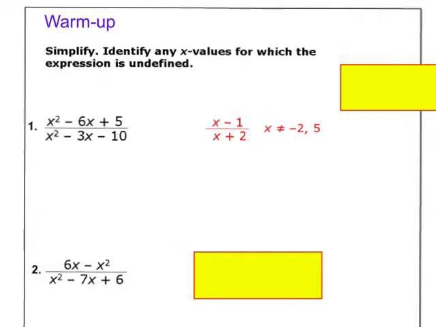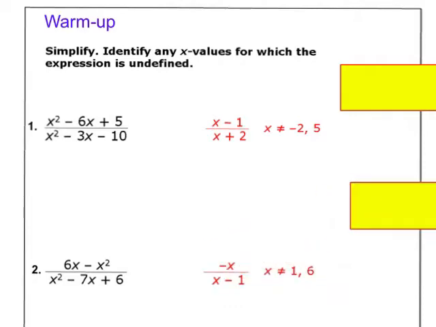For the second one, you had to put it in descending order first, and then you factored out that negative x. So when you were all done, you got negative x over x minus 1, and when you set the denominator equal to 0 and you solved it, you found that x could not equal 1 or 6. Alright, let's move on.